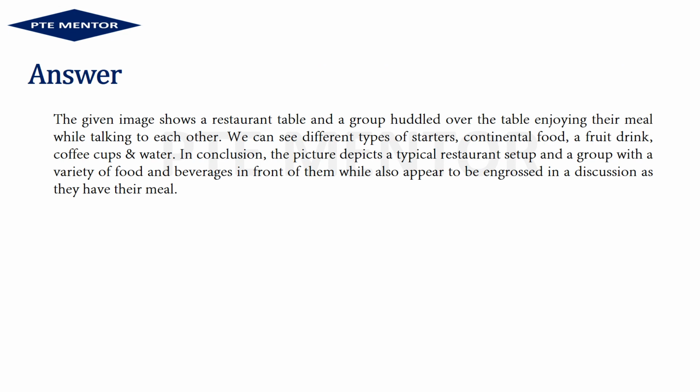The given image shows a restaurant table and a group huddled over the table enjoying their meal while talking to each other. We can see different types of starters, continental food, a fruit drink, coffee cups and water. In conclusion, the picture depicts a typical restaurant setup and a group with a variety of food and beverages in front of them, while also appearing to be engrossed in a discussion as they have their meal.